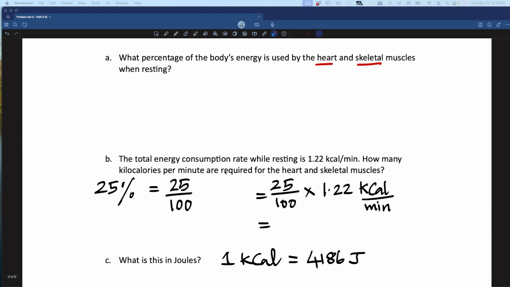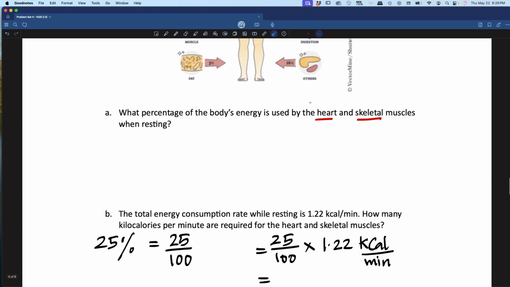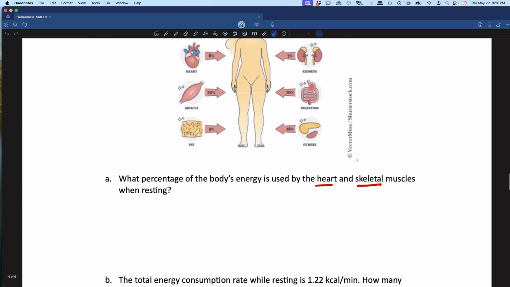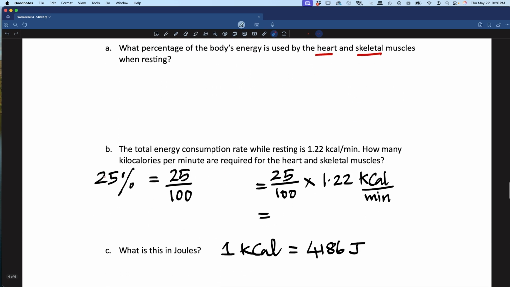All right, B part. The total energy consumption rate while resting is 1.22 kilocalories per minute. So now it says how many kilocalories per minute are required just for the heart and the skeletal muscles, okay? How much for these two? The answer, I had to give you the answer. When you add these two, you get what? 25%? That's the answer to part A.